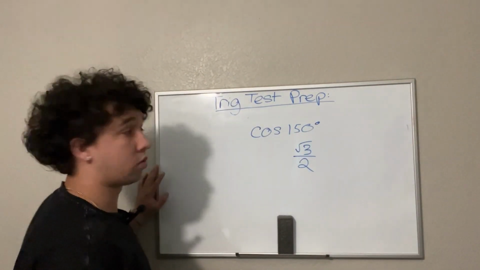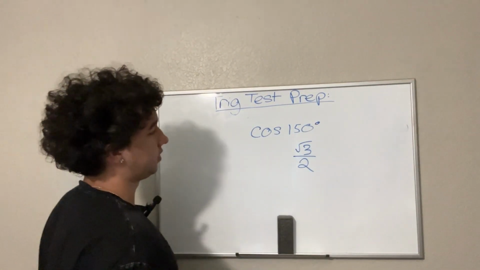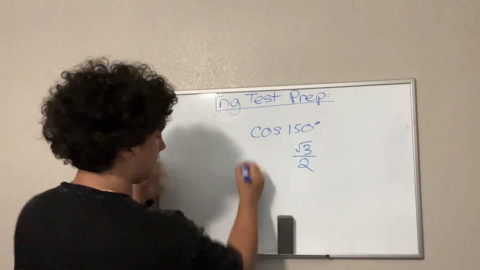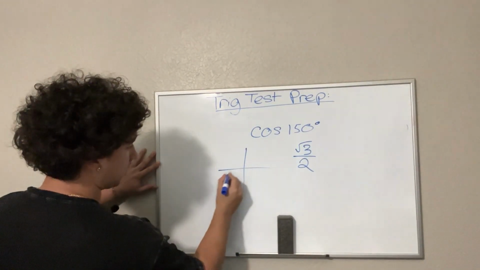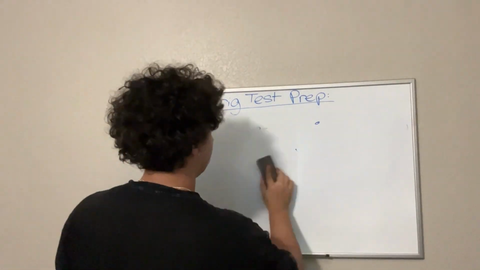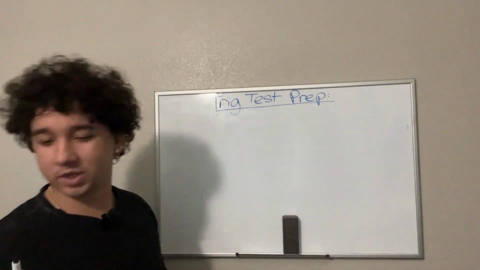Now this is in the second quadrant. I know that because it's less than 180, but it's more than 90. Well, cosine must be negative in this quadrant because my x values are negative, making it negative root 3 over 2.